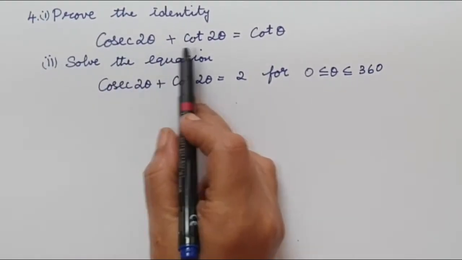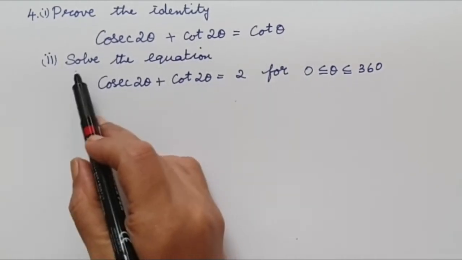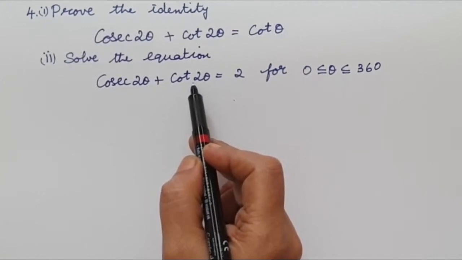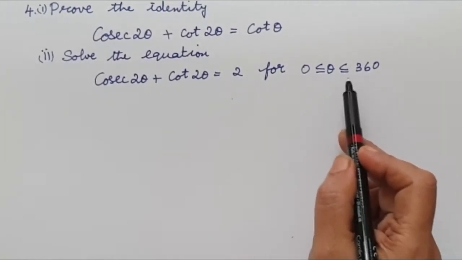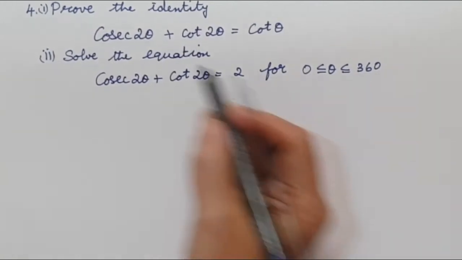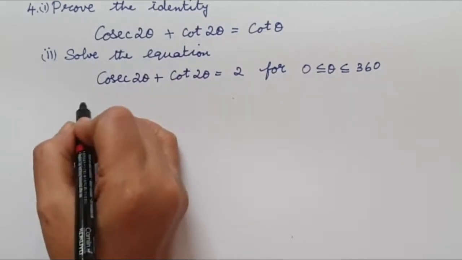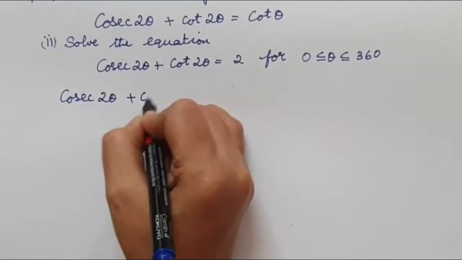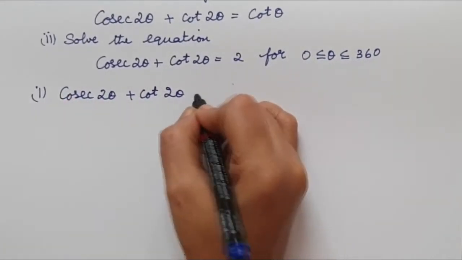Prove the identity: cosecant 2 theta plus cot 2 theta will be equal to cot theta. Then the second part, solve the equation cosecant 2 theta plus cot 2 theta will be equal to 2 for 0 less than or equal to theta less than or equal to 360. Now this is an identity. So we'll take the left side of it. So it is cosecant 2 theta plus cot 2 theta. This is the first question.